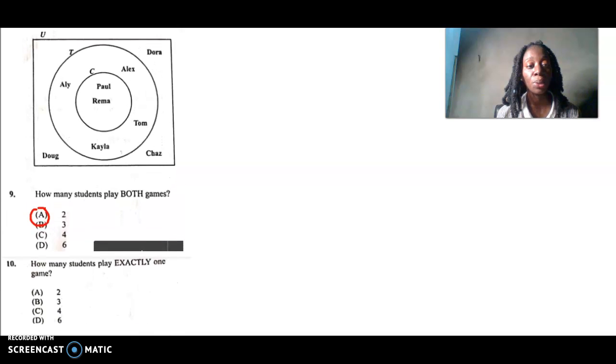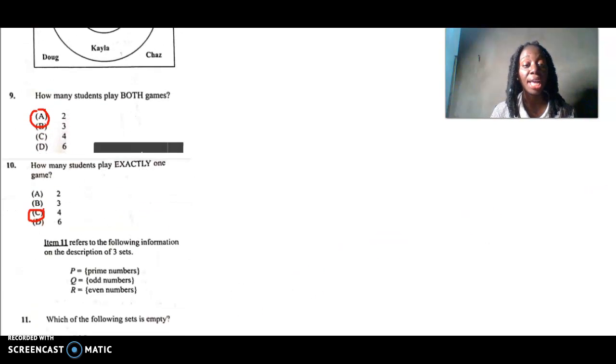Let's look at question 10. How many students play exactly one game? Let us examine this diagram. Dora, Chaz, and Doug play neither tennis nor chess. Ali, Alex, Kayla, and Tom play only tennis. Paul and Rima play both. The question asks us how many students play exactly one game. So the answer is 1, 2, 3, 4. So therefore C is the correct answer.